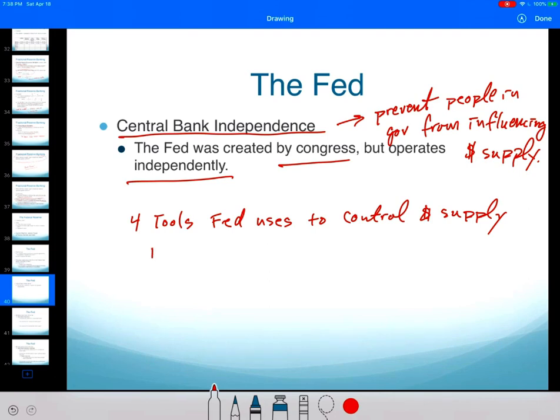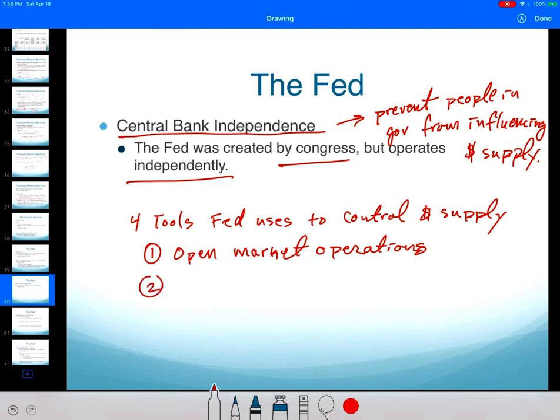So the first tool and the most important one, and that's the one we're going to discuss first in the next video, is what we call open market operations, okay? And we'll dive into what that is.